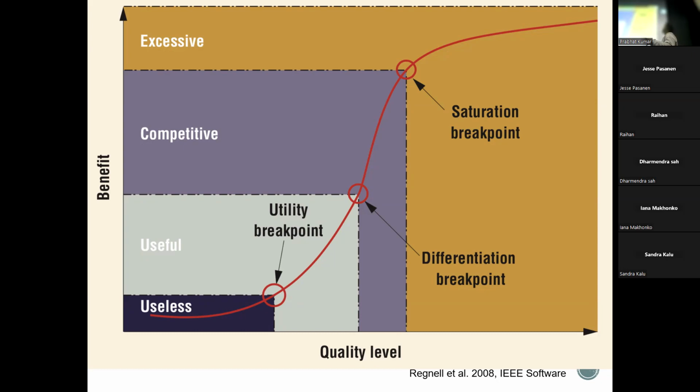This saturation point means you are evolving your software, adding more features, but even though you are adding more features, it requires more cost, more people, and the benefit you get out of it is very marginal, very small. So this graph tells you about the quality level and benefit, and how these two factors work with each other.